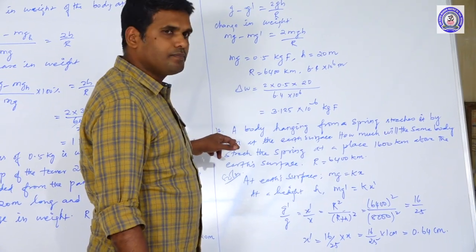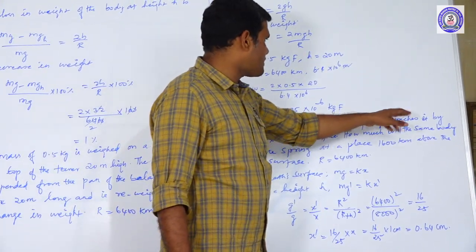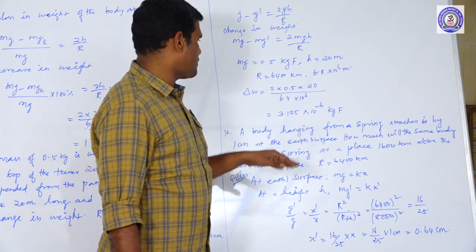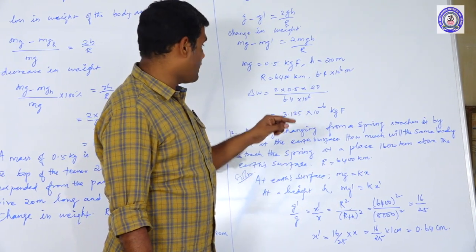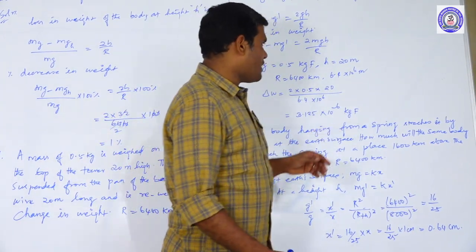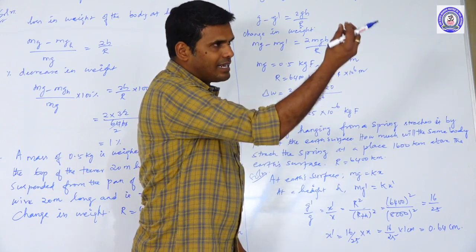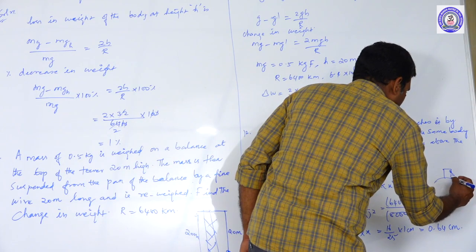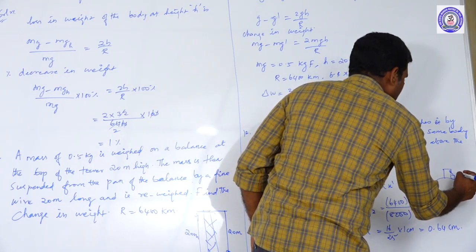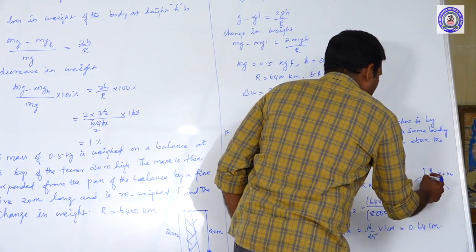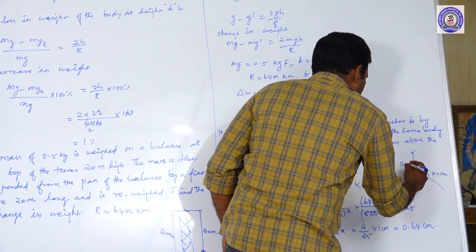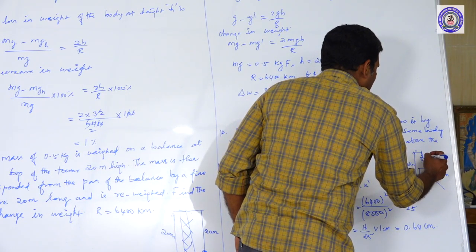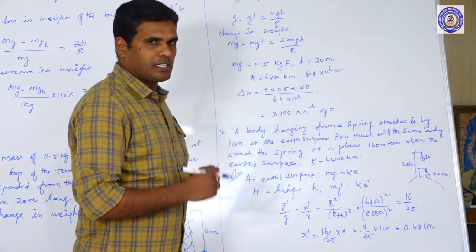Then, next question, 12. A body hanging from a spring stretches it by 1 centimeter at the Earth's surface. How much will the same body stretch the spring at a place 1600 kilometers above the Earth's surface? On the surface of Earth, a body of mass m is suspended by a spring. It stretches by, let us say, 1 centimeter. The extension is 1 centimeter. The same is taken to a height of 1600 kilometers above the Earth's surface, and from here the same experiment is performed. What is the extension produced? x prime is asked.